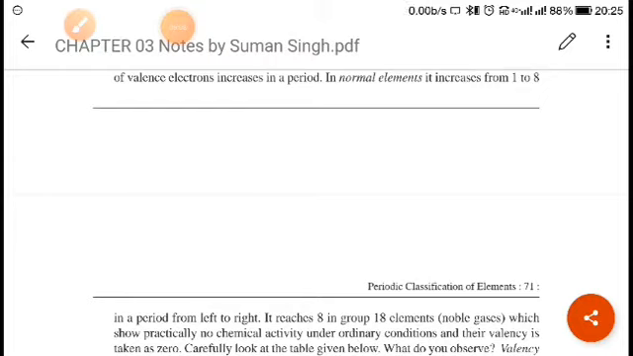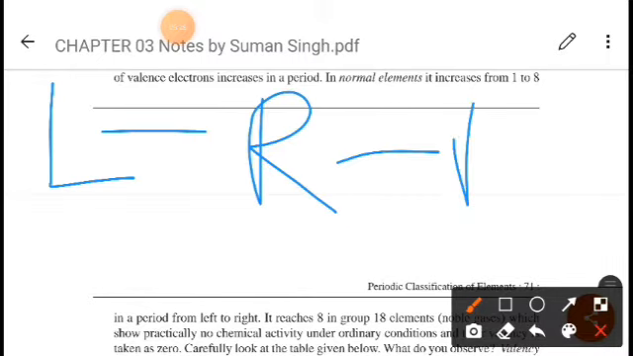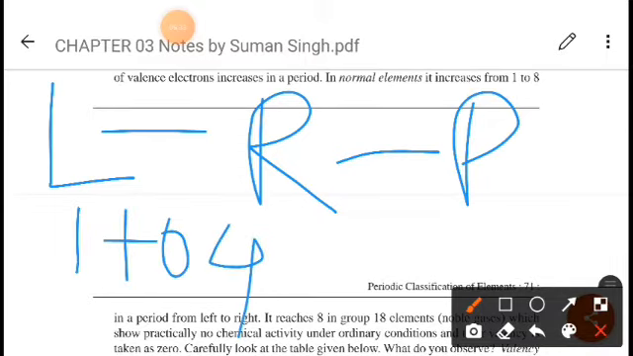Next is the variation of valency in the periodic table. When we move from left to right across a period, the valency with respect to hydrogen and chlorine will increase from 1 to 4, as I have already told you, and then decrease from 4 to 0. The 0 is for noble gases.